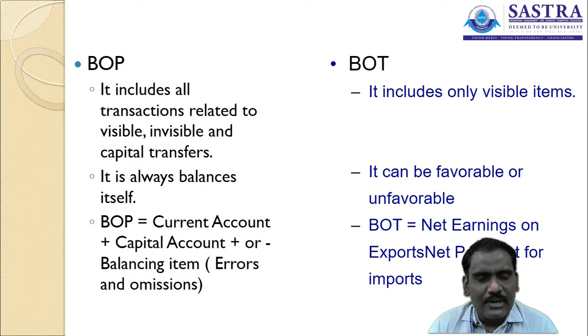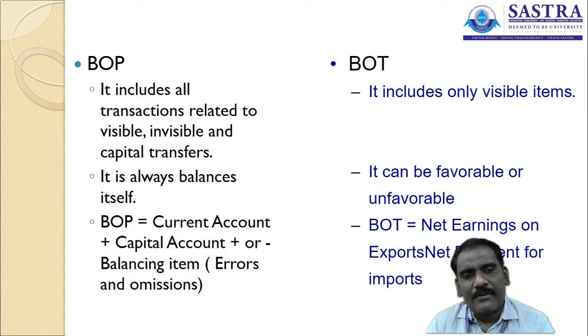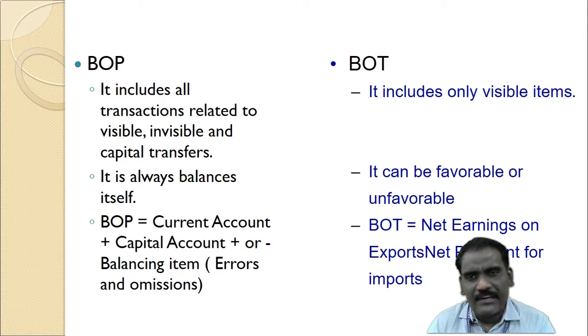The balance of trade is calculated as net earnings on export minus net payment for import. It is a difference we can calculate. So the earnings received from the export minus the values paid for the import, together the net value, is what we call the balance of trade. So these are the basic differences between the balance of trade and the balance of payment.